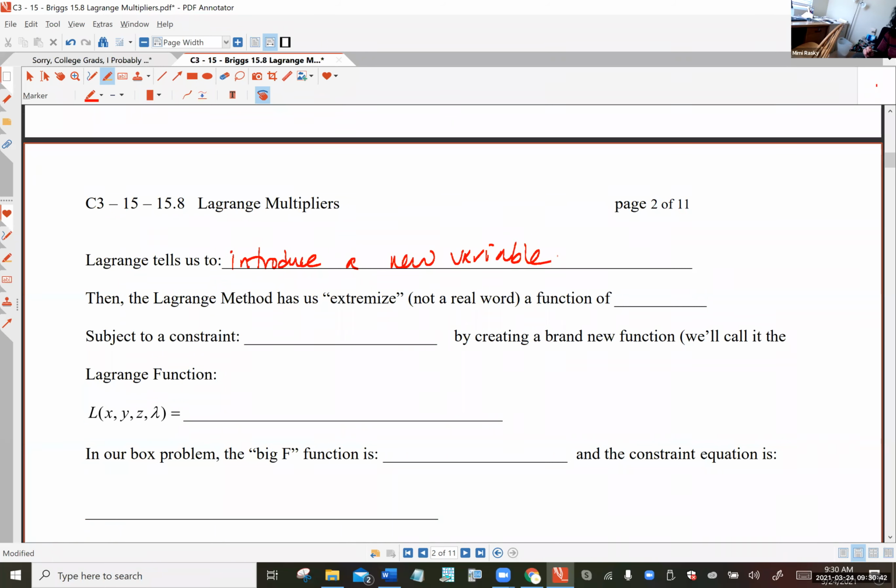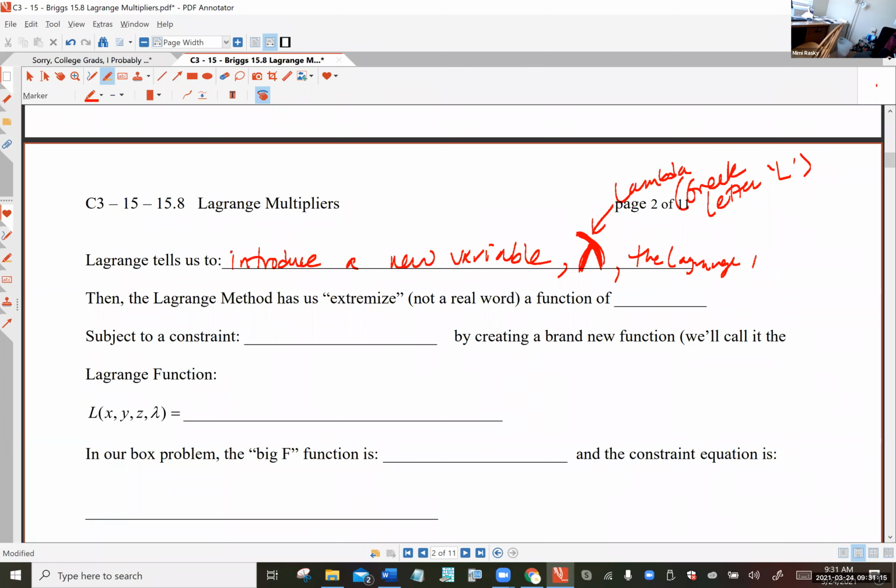We already got x's, y's, and z's. Okay, we already have 3 variables. Now we're going to introduce a fourth variable. Oh, you're kidding me. No, and it's called lambda, the Greek letter L, named after Lagrange. And please learn how to write a lambda correctly, so when I read your paper, I know what you're doing there. That's a lambda, and that's the Lagrange multiplier.